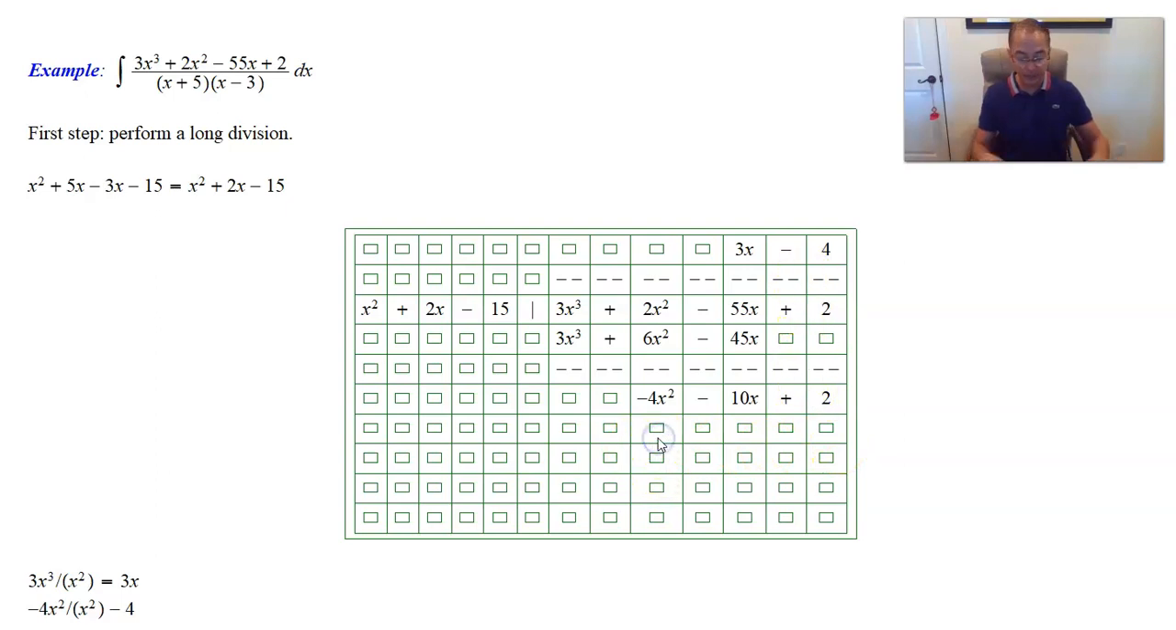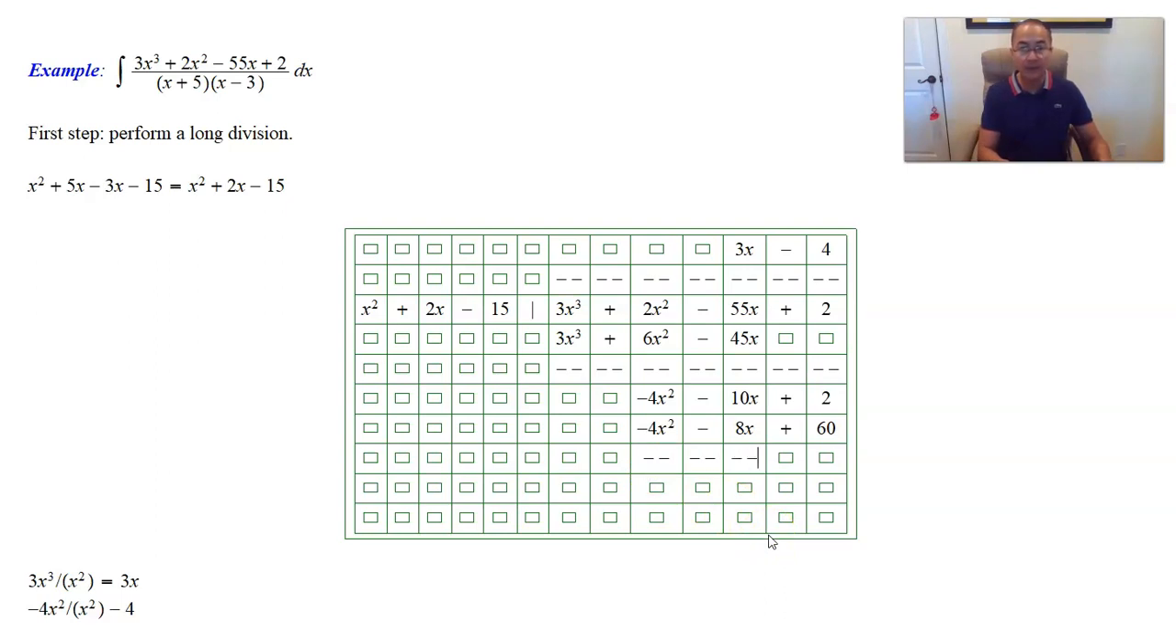So minus 4 times x squared. Again, they should cancel. Minus 4 times 2x, so that's minus 8x. Minus 4 times minus 15 is plus 60. So we're going to get plus 60. Ooh, that's a big number. But that's okay. We're not yet done.